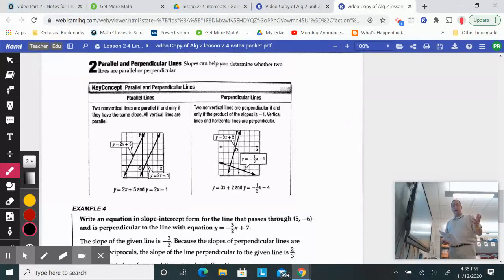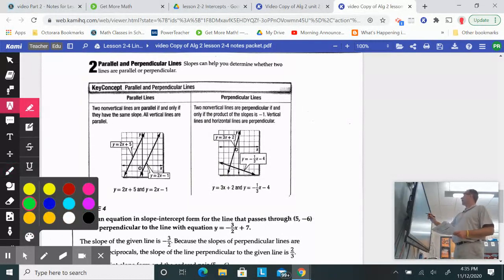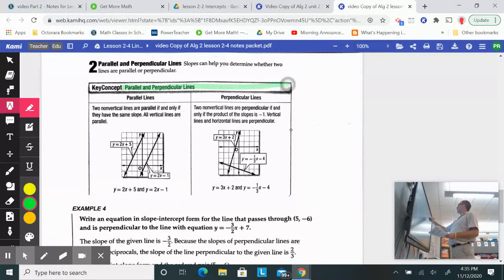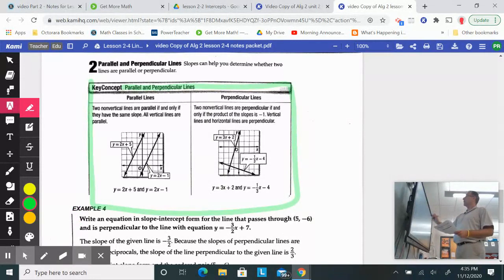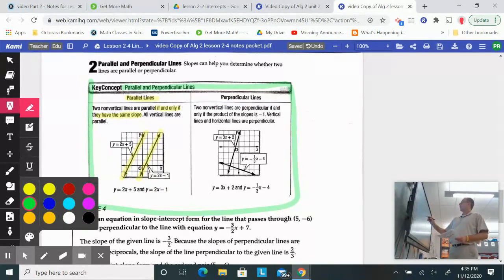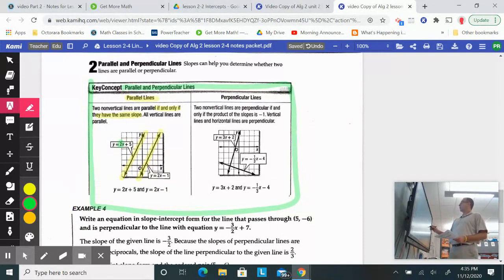Hopefully you remember some of the facts from back in Algebra 1. Parallel lines and perpendicular lines. First of all, parallel lines. Two non-vertical lines are parallel if and only if they have the same slope. The slopes would be the same. So look at this line here and this line here. In this equation, 2 is the slope. In this equation, 2 is also the slope. So the slopes will be the same.